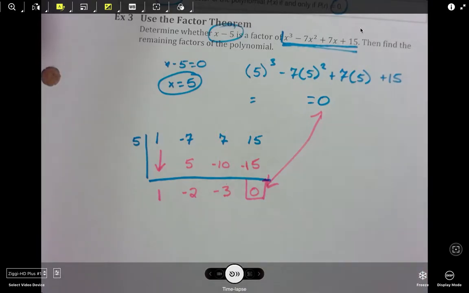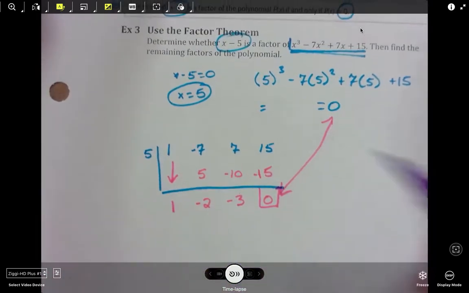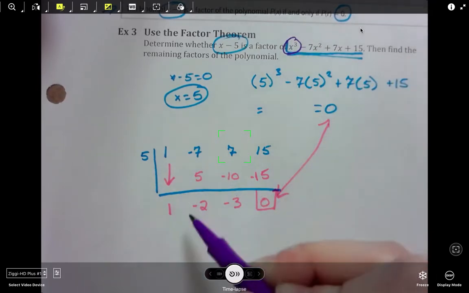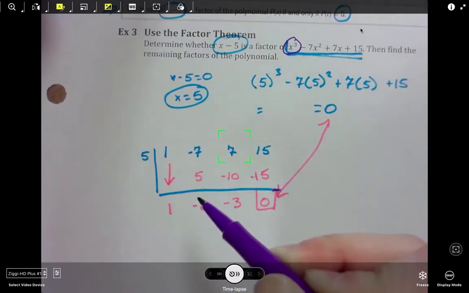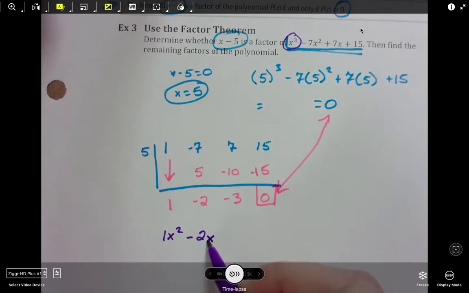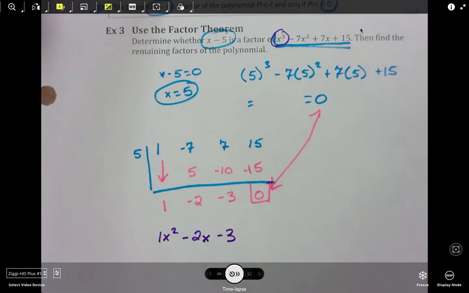Okay? So this right here, 1, negative 2, and negative 3, if I put the x's back in there, I told you guys before that if I'm starting with x cubed, this number down here should be 1 less than that. So this should be 1x squared minus 2, this should be x, and then minus 3. So I've got x squared minus 2x minus 3, okay?